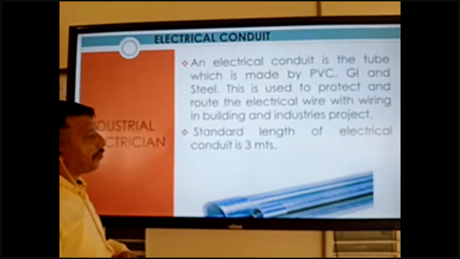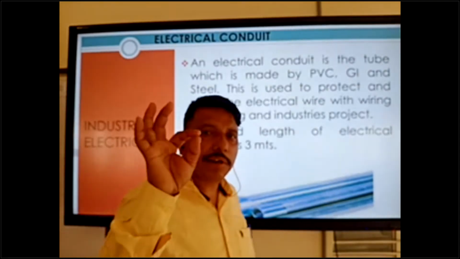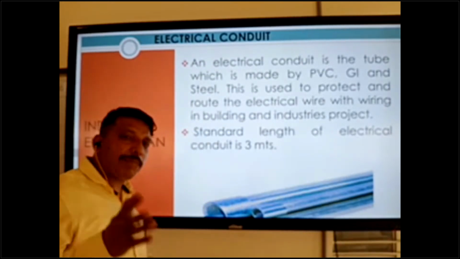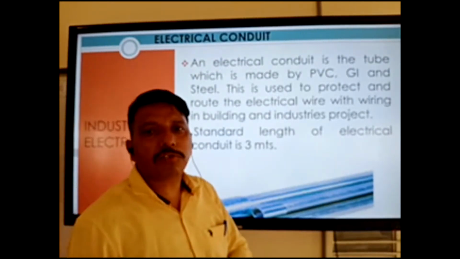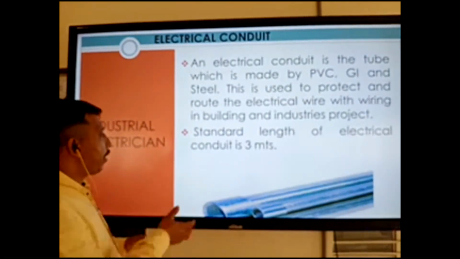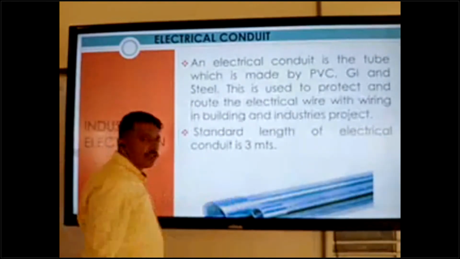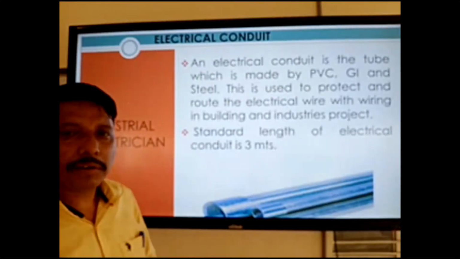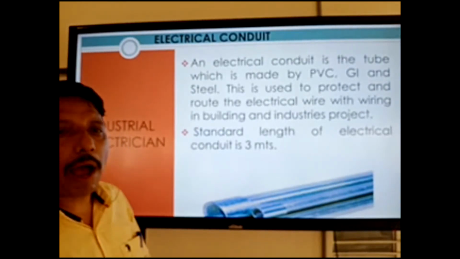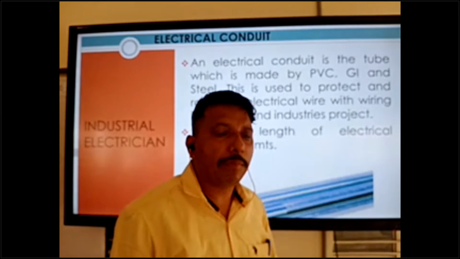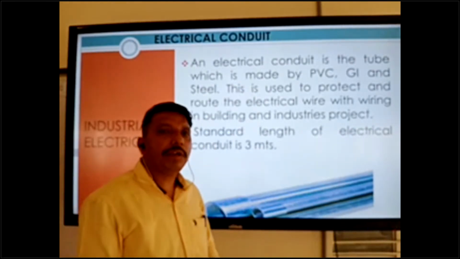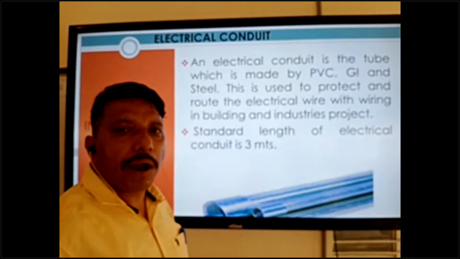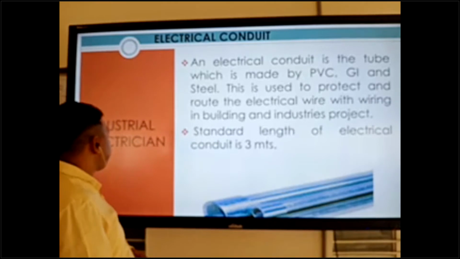Standard length of electrical conduit is 3 meters. Okay, so electrical conduit always comes in 3 meters. Same like a cable tray. Cable tray standard length is also 3 meters. So cable tray is also 3 meters and conduit length is also 3 meters standard. Conduit is available in 20 mm, 25 mm, 32 mm and 50 mm, but maximum we use 20 and 25 mm.